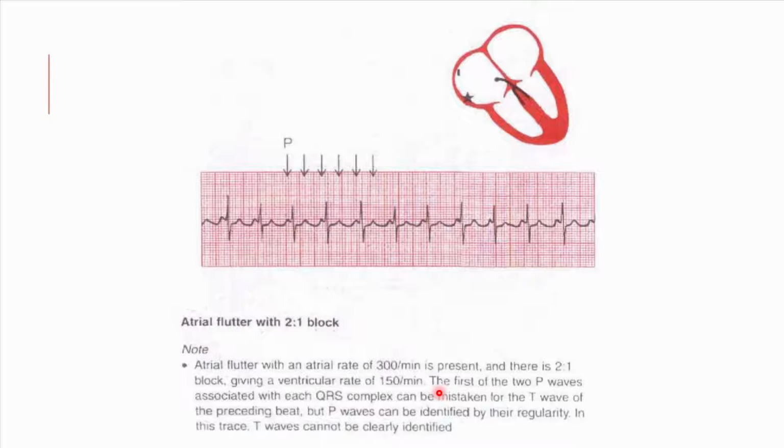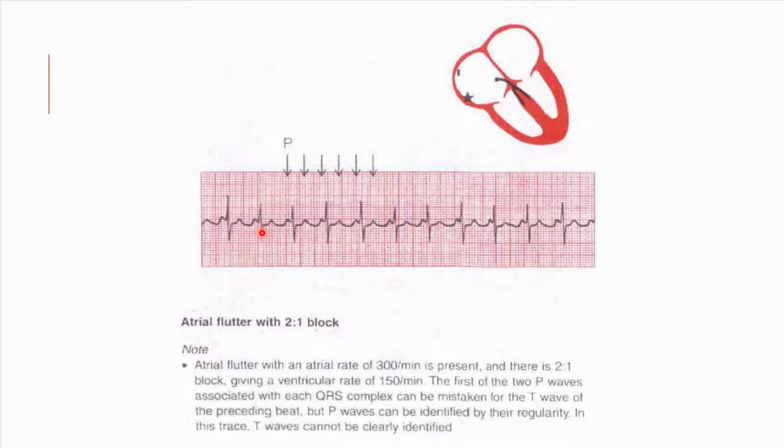So here is an ECG showing you atrial flutter with a 2-to-1 block. In atrial flutter here, the atrial rate is about 300 beats per minute, and as we can see, there is a 2-to-1 block. So there's going to be a ventricular rate that is much lower than the atrial rate. Here it's almost like half the rate of the atrium, so it's about 150 beats per minute. As we can see, the first of the 2 P waves are each associated with the QRS complex. The first 2 beats, the P wave associated with the QRS complex.